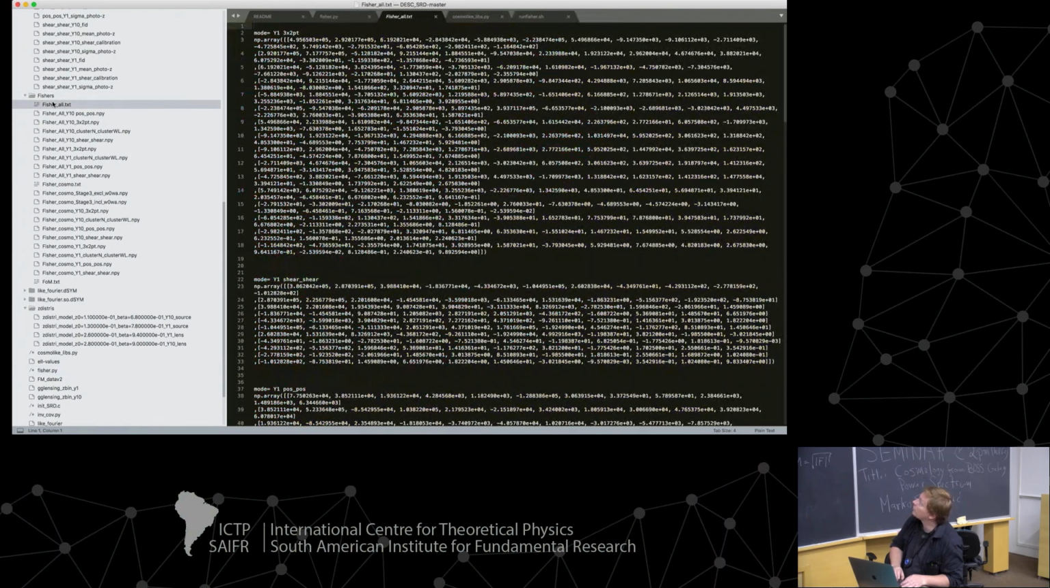Okay, we have to look at Fisher all. Yeah, because these NumPy things you can't really look at. Okay, so this is a Fisher matrix for year 1 3x2 point. Now you're seeing lots of numbers here, right? If you look at one of these arrays, what is this 3x2 point?